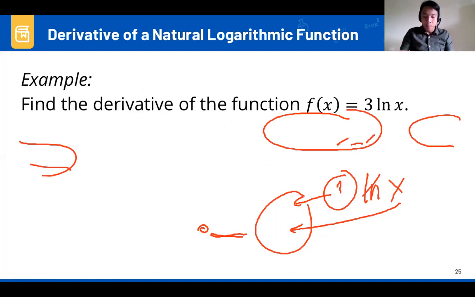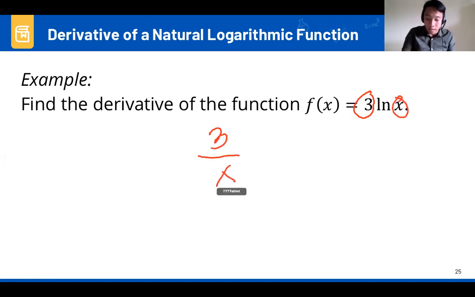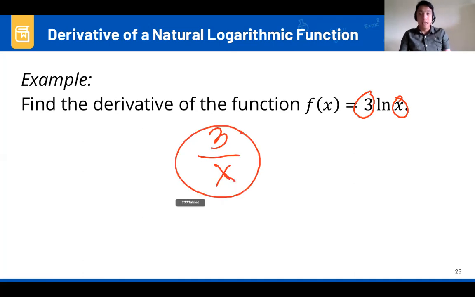Let's see one example. Find the derivative of the function f of x equals 3 ln x. In the earlier definition, we had no number on the side, but here we have a number. So I will just copy the 3 on top, and then copy x at the bottom. So we have the answer, 3 over x. As simple as that.